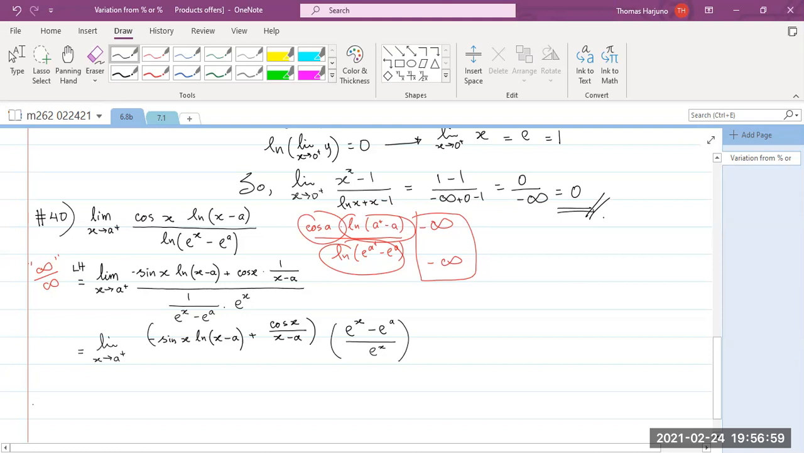And then the denominator, e to the x should be on the denominator. Yeah, I have e to the x on the denominator. Okay, so let me shift this down a little bit. Maybe I rewrite this there. So on the numerator, I will have negative sine x natural log of x minus a plus cosine x over x minus a times the whole set.